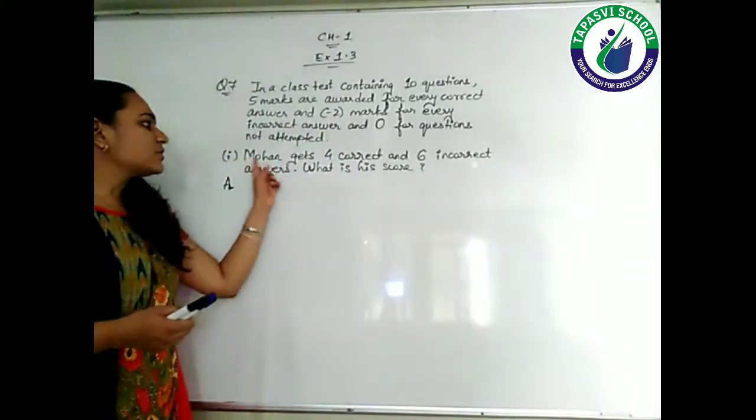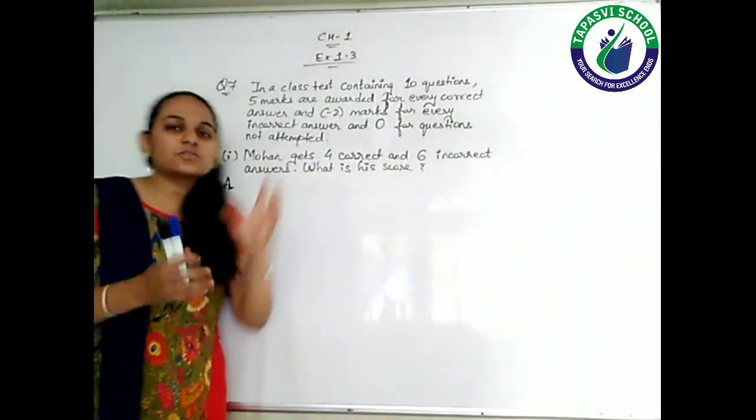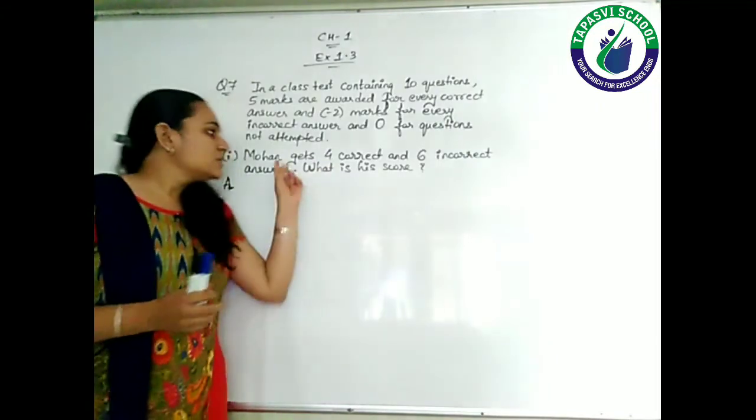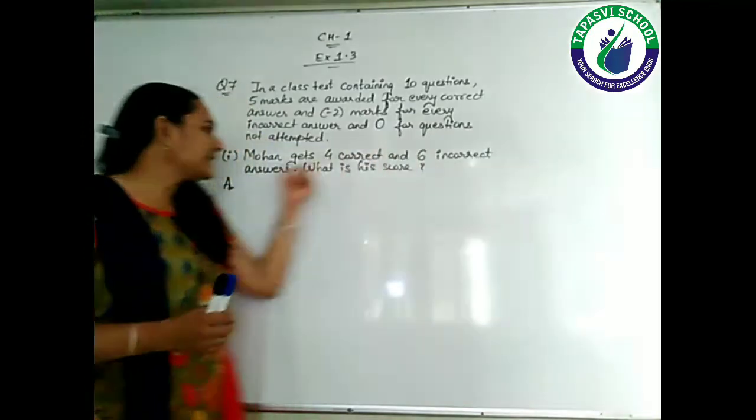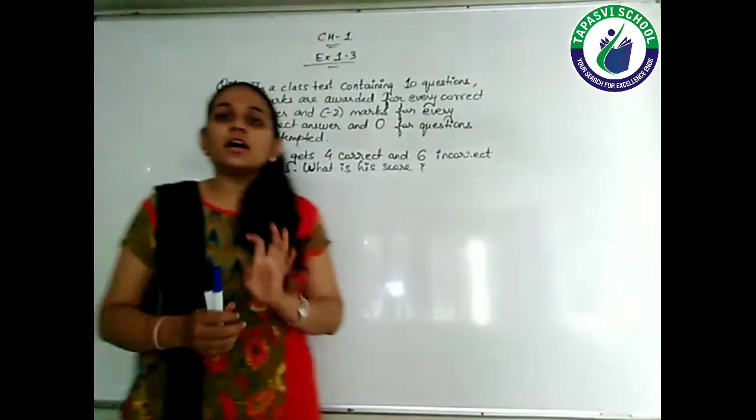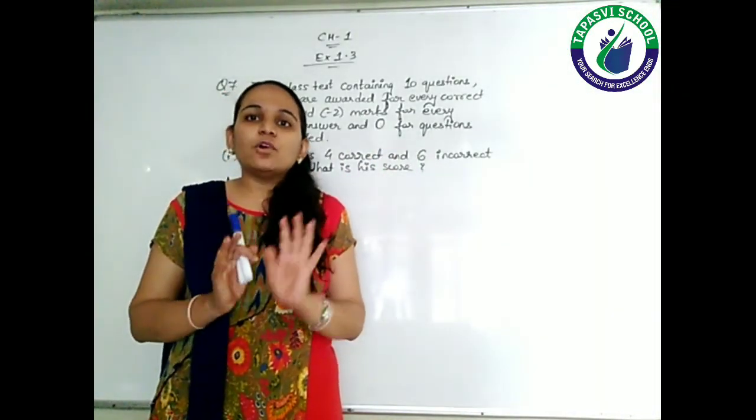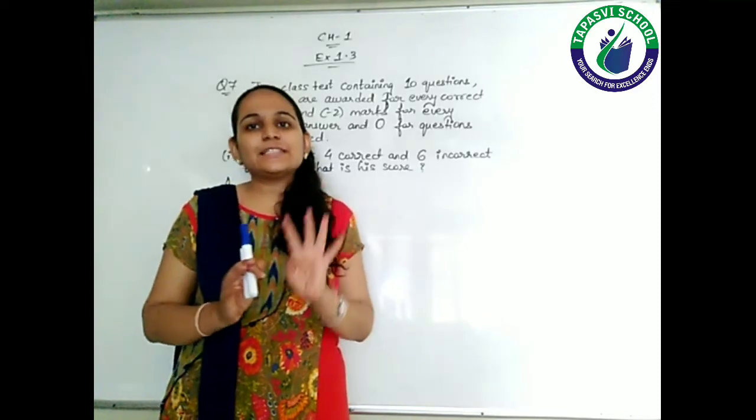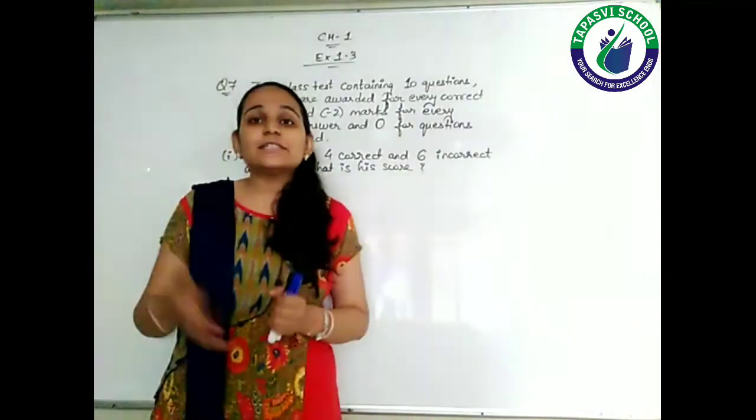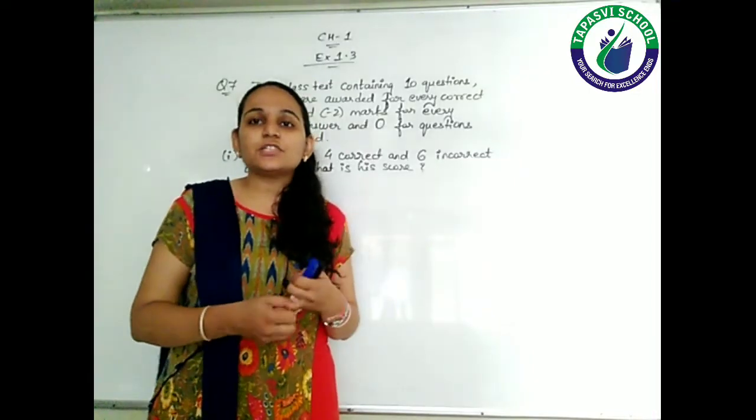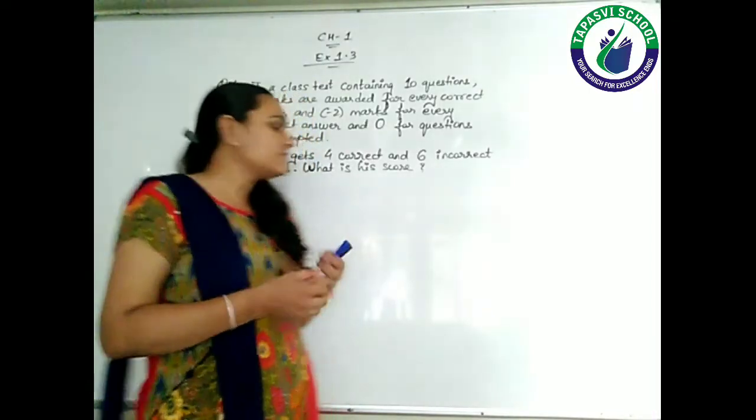In that, the first question is: Mohan gets, there is a student named Mohan. Mohan gets 4 correct and 6 incorrect answers. That means out of 10, Mohan's 4 answers are right and 6 answers are wrong. What is his score? So let's see the calculation of how much Mohan is scoring.